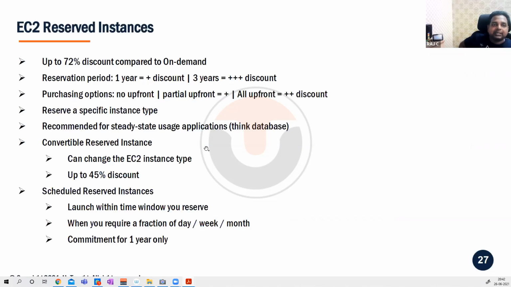The second one is reserved instances, which we just talked about. It's covered up to 72% discount compared to your on demand. And you say the minimum of 1 year, maximum you can go up to 3+ years discount, right? And you have three different purchase options, which is no upfront, partial upfront, or all upfront, right? And you have different options there, right? Your convertible reserved instance, scheduled reserved instances we just talked about, right? You have multiple options over there.